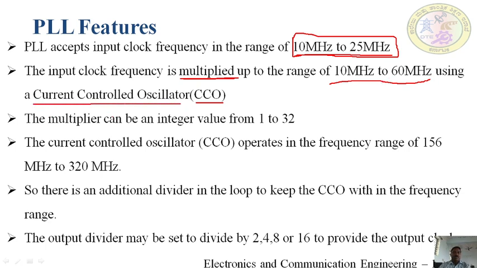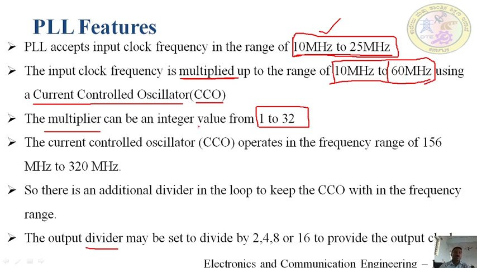The main body of the PLL uses a current controlled oscillator. In order to translate the input frequency to this range, we have two parameters, the multiplier and the divider value. The multiplier we call M, and the divider we call P. The values for this multiplier range from 1 to 32, but as you can see the input clock frequency is 10 MHz to 25 MHz. If the input is 10 MHz, the maximum you can get is 60 MHz.